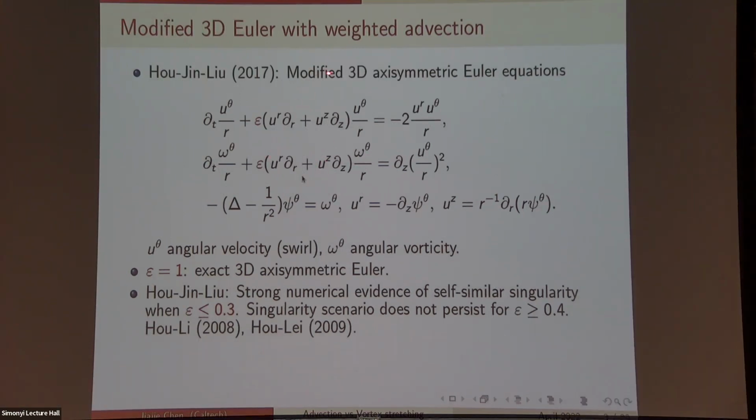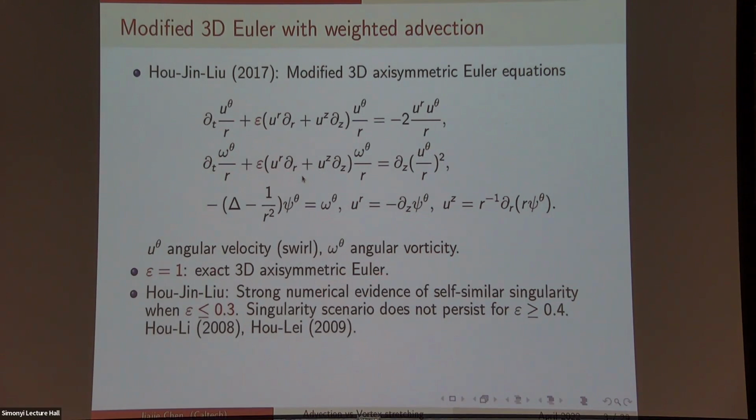In 2017, Hou and Luo introduced this modified 3D axisymmetric Euler equations. Here, they add this small parameter epsilon in the advection term. In the cylindrical coordinates, r is the radial component, z is the axial component, and theta is the other component in the cylindrical coordinates. u theta is the angular velocity, omega is the angular vorticity. If epsilon is 1, then this is the exact 3D axisymmetric Euler.